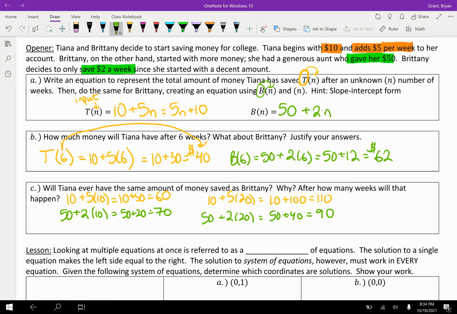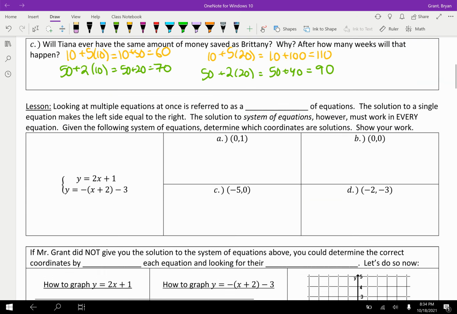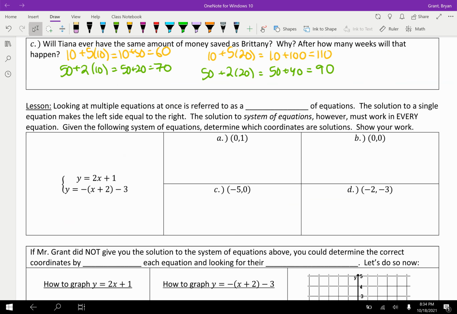Now, you could keep guessing and checking, but what we did here, where we were comparing two different equations and trying to figure out where those two equations are the same, is ultimately what we are doing with a system of equations. So let's get down to the lesson. Looking at multiple equations at once is known as a system of equations.